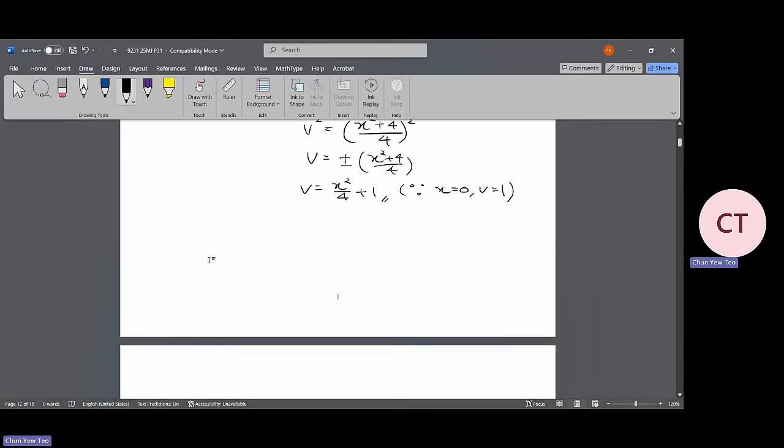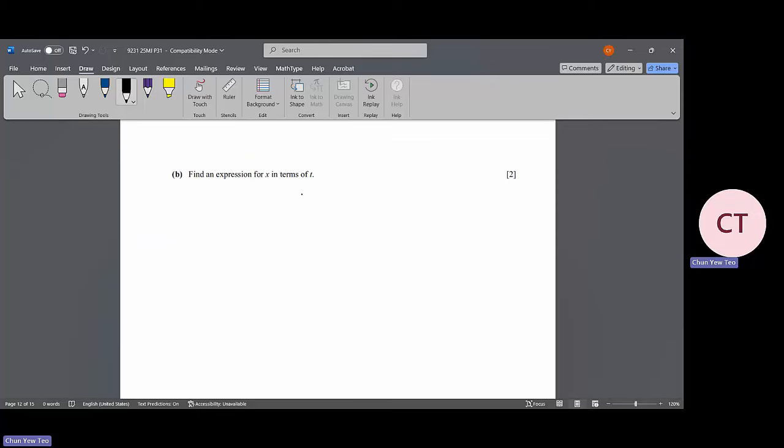Now we move on to 1b. Find the expression for x in terms of t. So now we are looking for the displacement in terms of t. Based on the result obtained earlier in part a, we change v to dx/dt. Here we will need to combine them into one fraction, so it will be 4 over x squared plus 4 dx, and then integrate. This one is integrated dt.